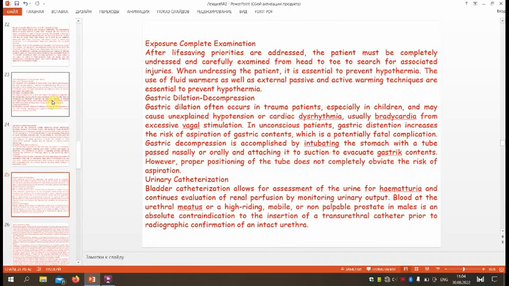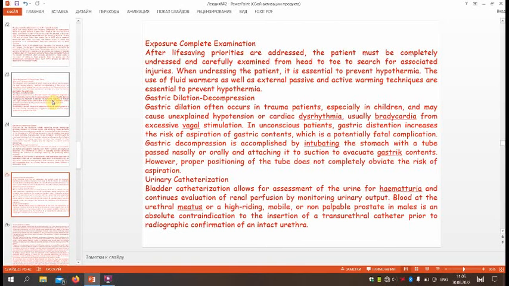Exposure, complete examination. After life-saving priorities are addressed, the patient must be completely undressed and carefully examined from head to toe to search for associated injuries. When undressing the patient, it's essential to prevent hypothermia. The use of fluid warmers as well as external passive and active warming techniques are essential to prevent hypothermia.